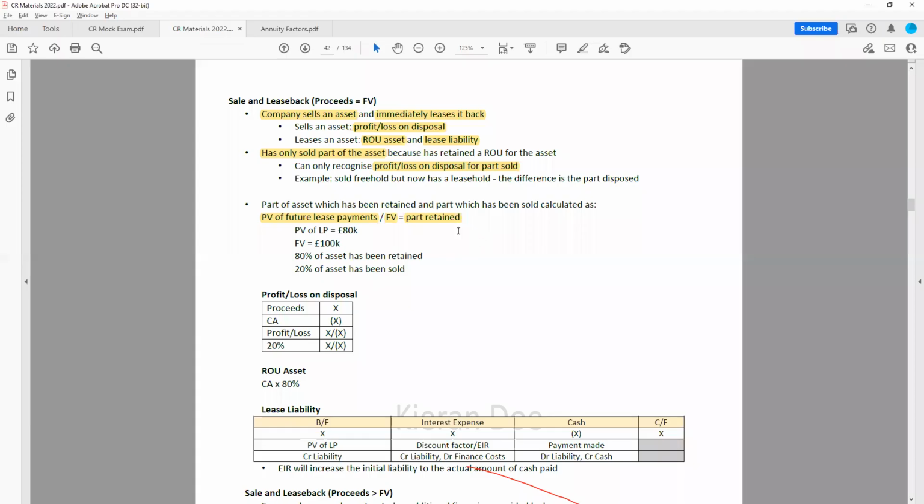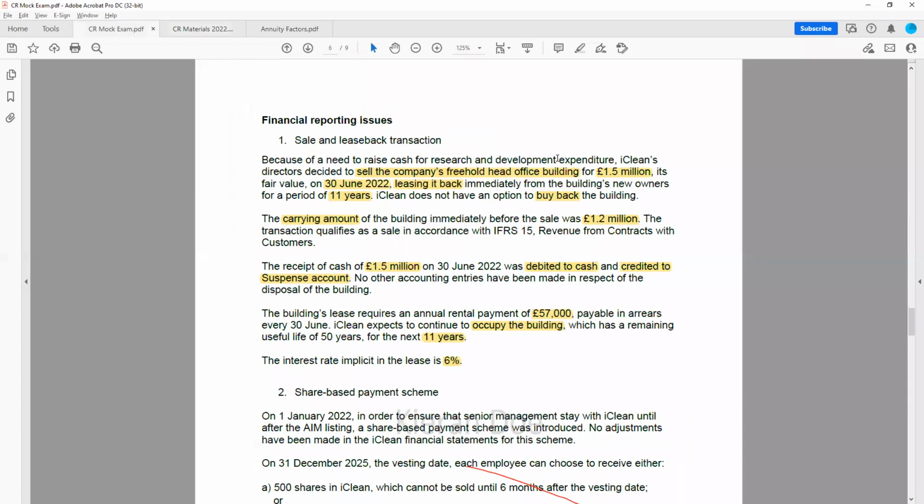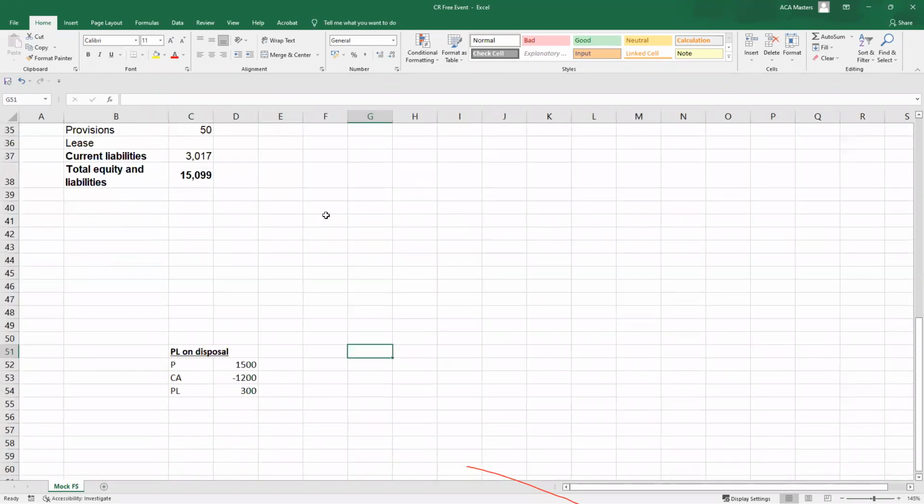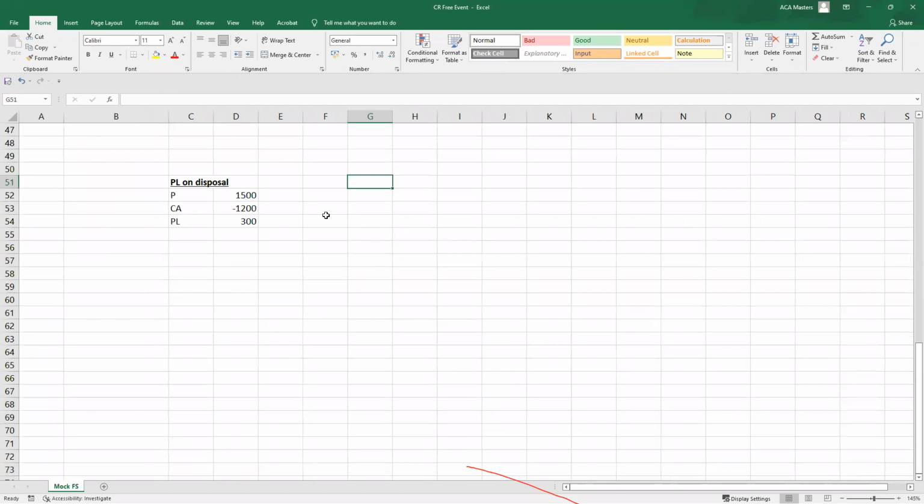Now we know that the sales proceeds, we were told here, were 1.5 million, and we were told that the carrying amount of the asset was 1.2 million. And therefore you think, okay, we've got our profit or loss on disposal here of 300K. Now we know, of course, that ICAEW won't be able to recognize all of that because they haven't disposed of all of the asset.